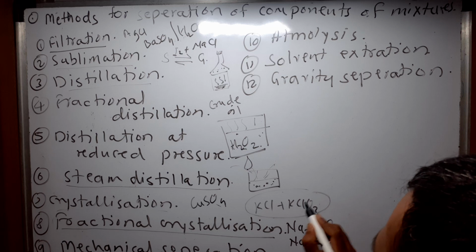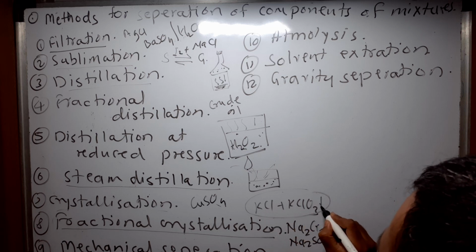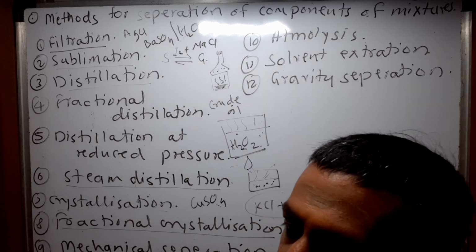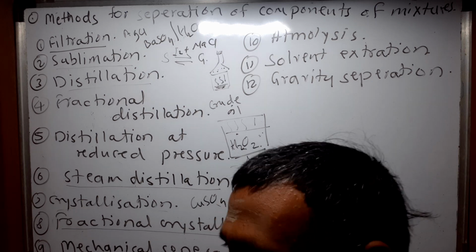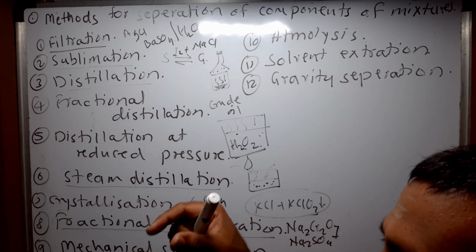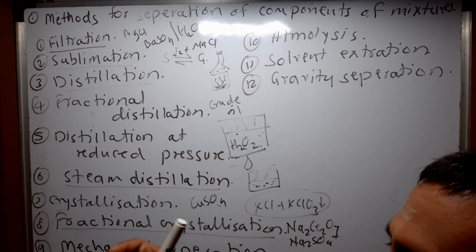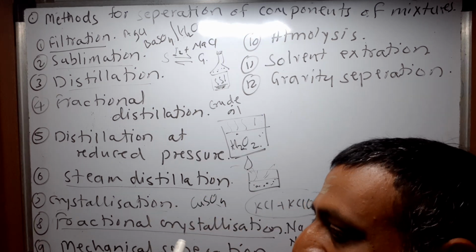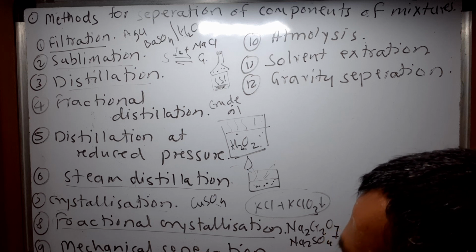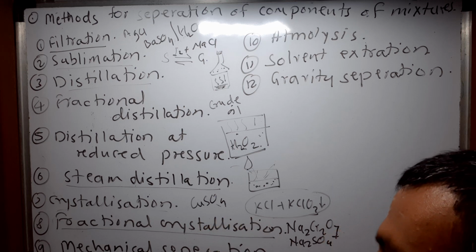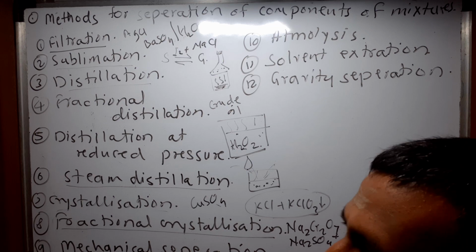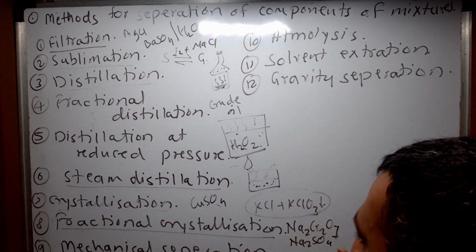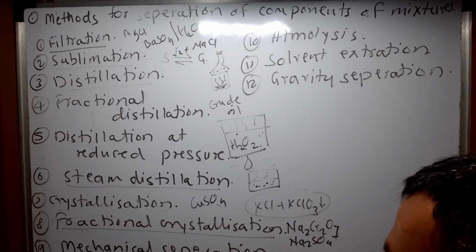Amongst potassium chloride and potassium chlorate, the chlorate has the lower solubility, and potassium chloride has the higher solubility. So what do we have to do? Suppose we took water and added the KCl and KClO3. KCl is completely soluble in water, KClO3 is partially soluble. So we decrease the temperature, the solubility of KClO3 decreases further, and only the KCl will remain in the aqueous solution, and the remaining fraction will not remain in the aqueous form.